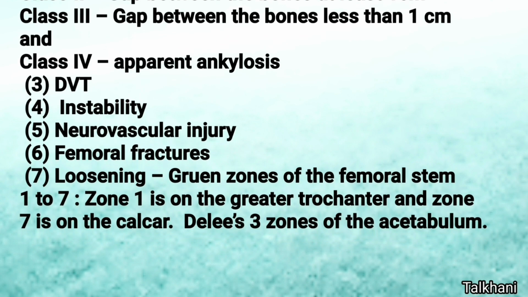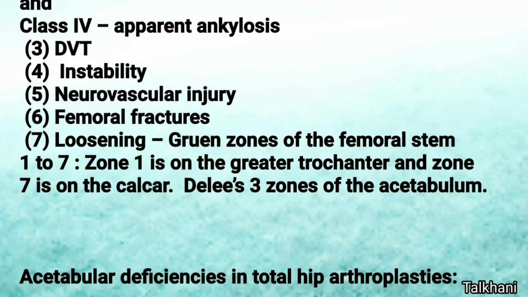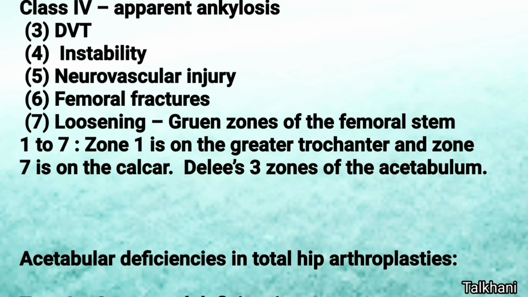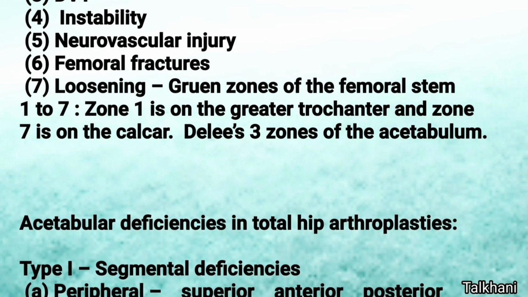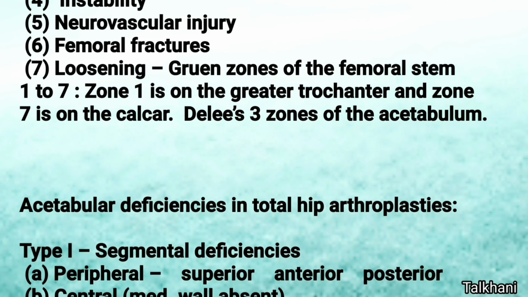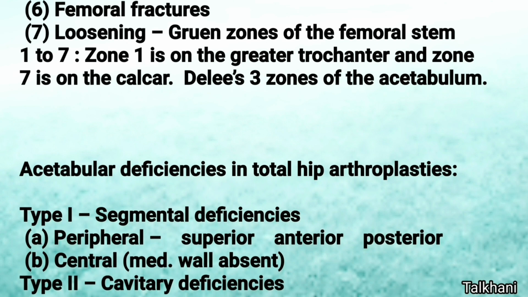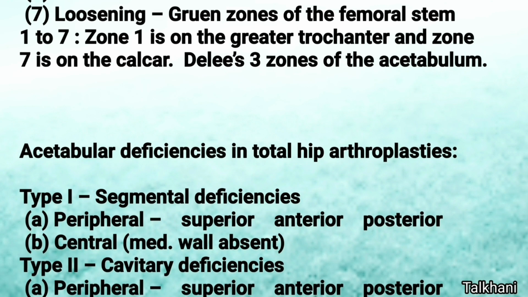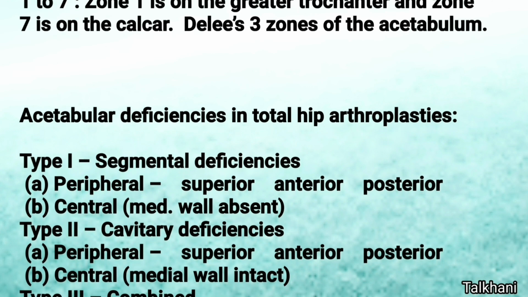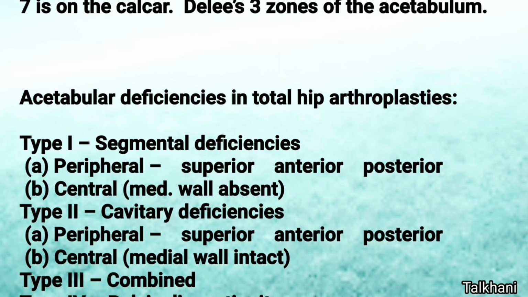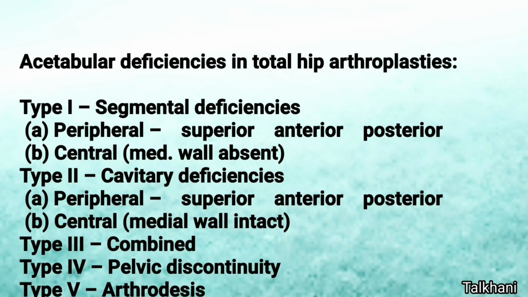Third complication, DVT. 4, instability or dislocations after hip replacements. 5, neurovascular injuries. 6, femoral fractures. 7, loosening. Gruen zones of the femoral stem are 1 to 7. 1 is on the greater trochanter and 7 is on the calcar. DeLee and Charnley has 3 zones of the acetabulum for recording the loosening of the acetabular component.